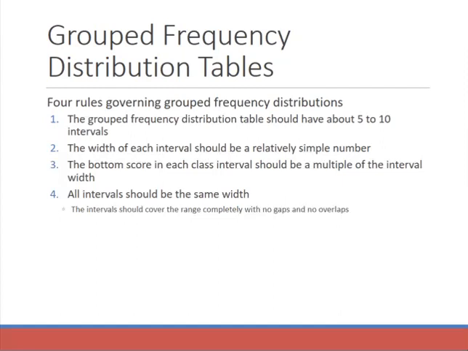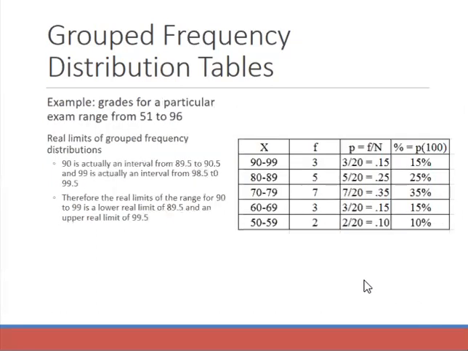The bottom score in each class interval should be a multiple of the interval width. So if you're going by groups of 10, you want to start at 50. You don't want to start at 42. Again, this is about simplicity. And all of your intervals need to be the same width. So that's really important. And there should be no gaps and no overlap. So any one score should belong to exactly one interval.